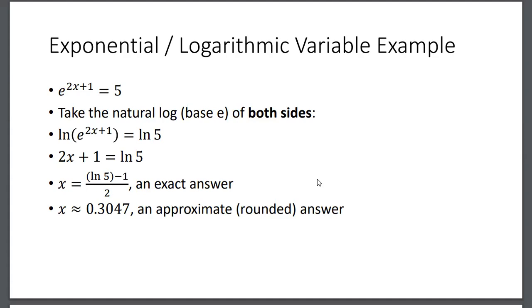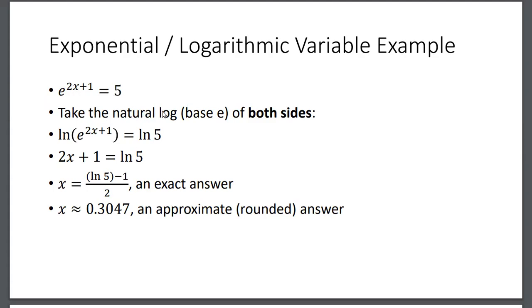Exponential and logarithmic variable example. The original equation is an exponential equation. The variable is in an exponent. The base is e, which is not a variable. It's an irrational number like pi.